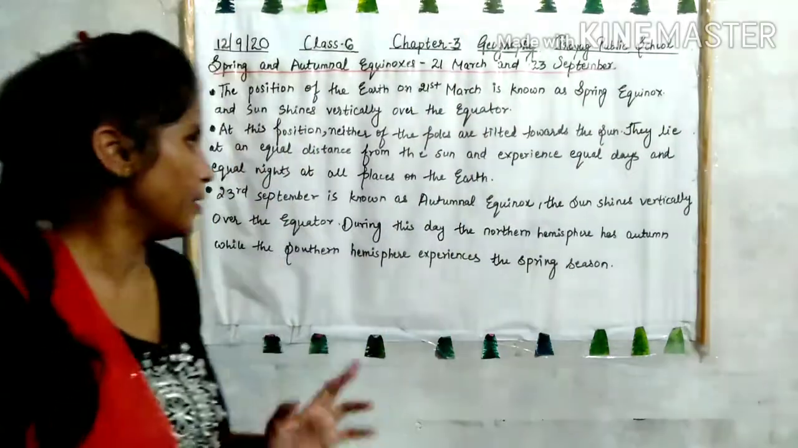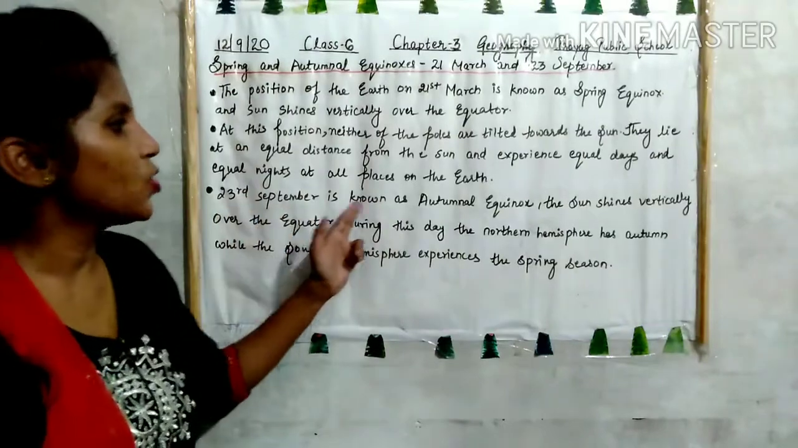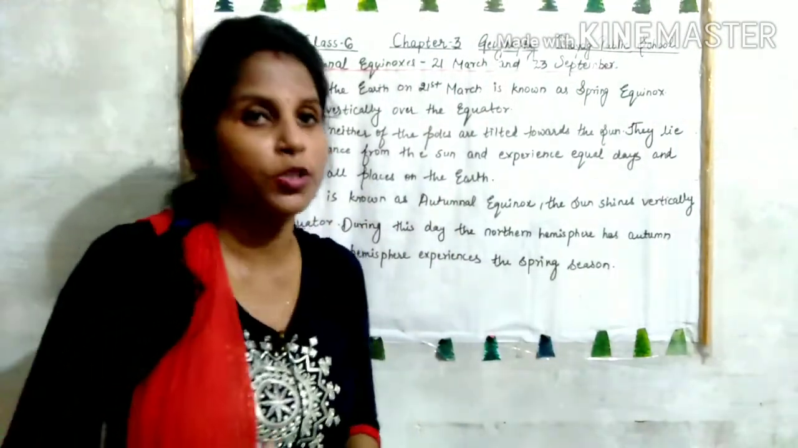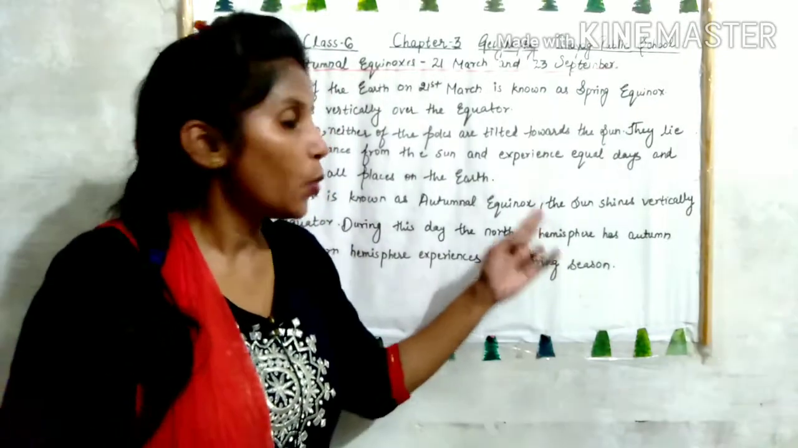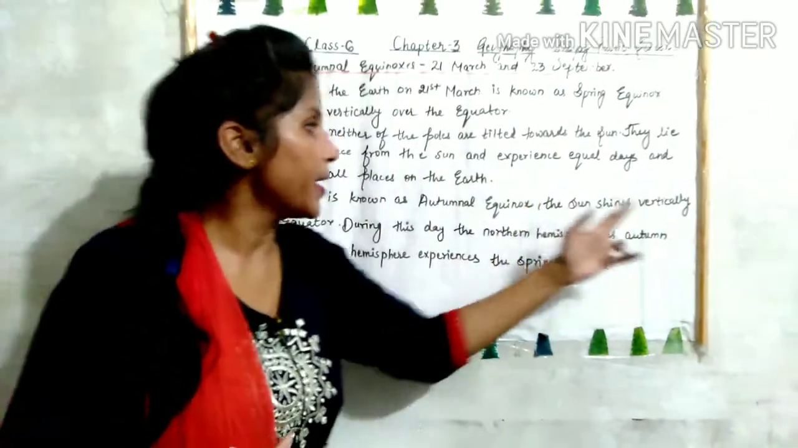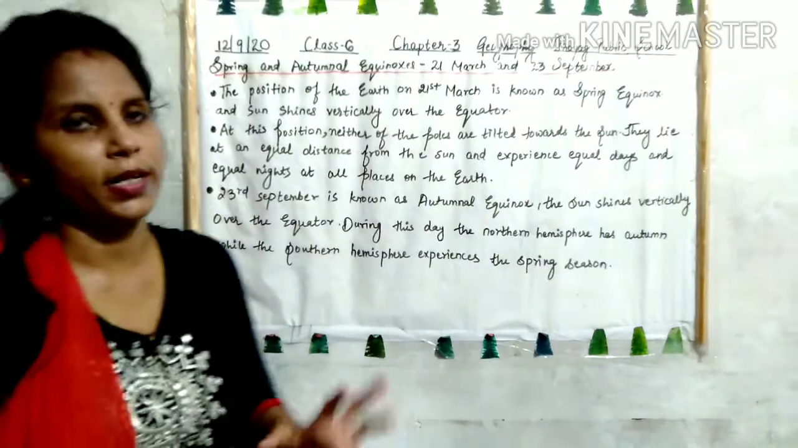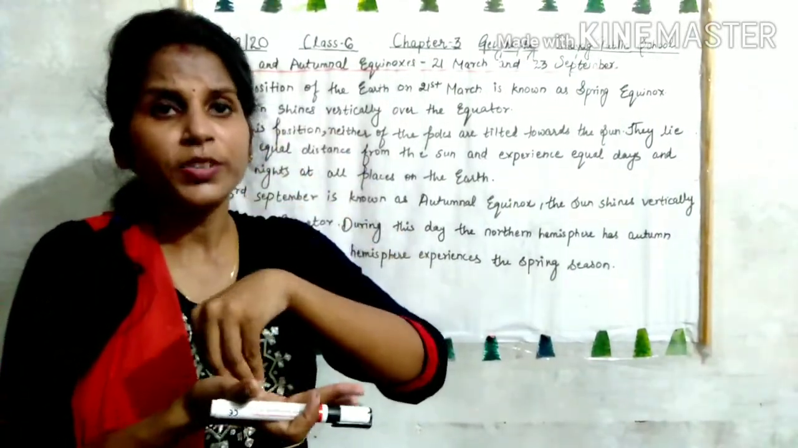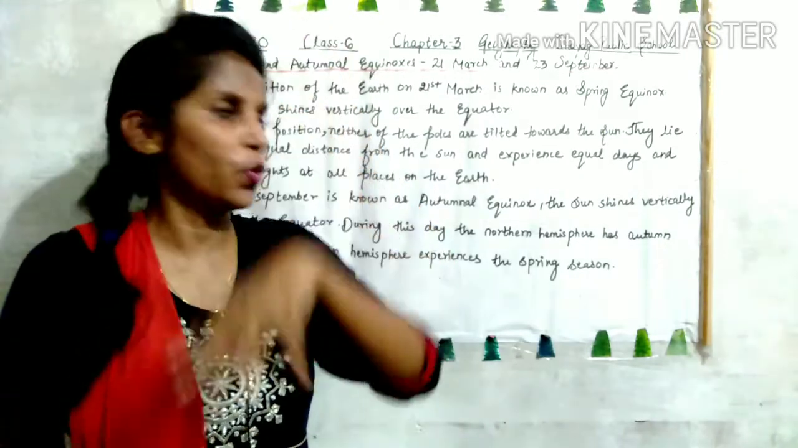Okay, then 23rd September is known as autumnal equinox, और 23rd सितंबर को हम ऑटोमनल इक्विनॉक्स कहेंगे, in which the sun shines vertically over the equator. इस टाइम भी जो सन होता है वो इक्वेटर के जस्ट वर्टिकल होता है, एकदम स्ट्रेट होता है.